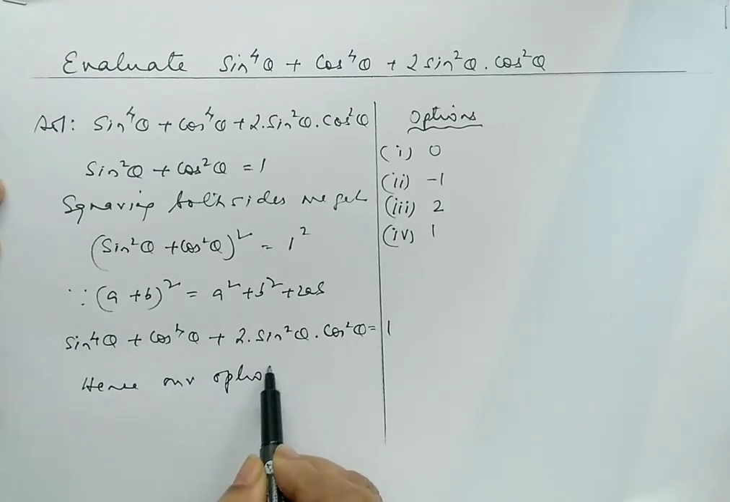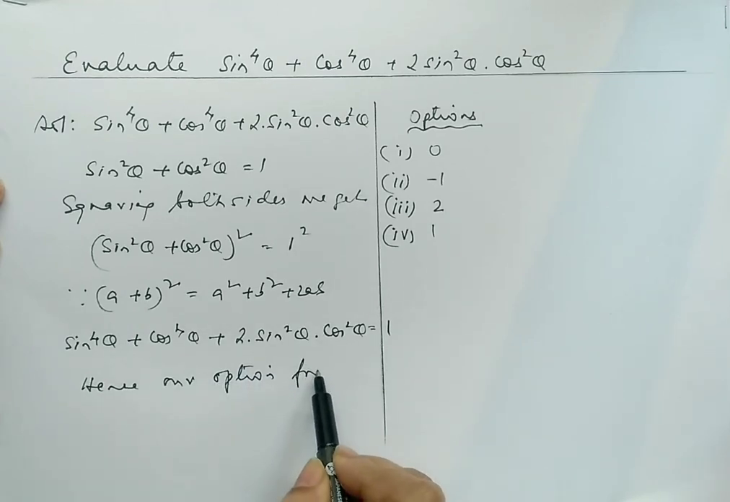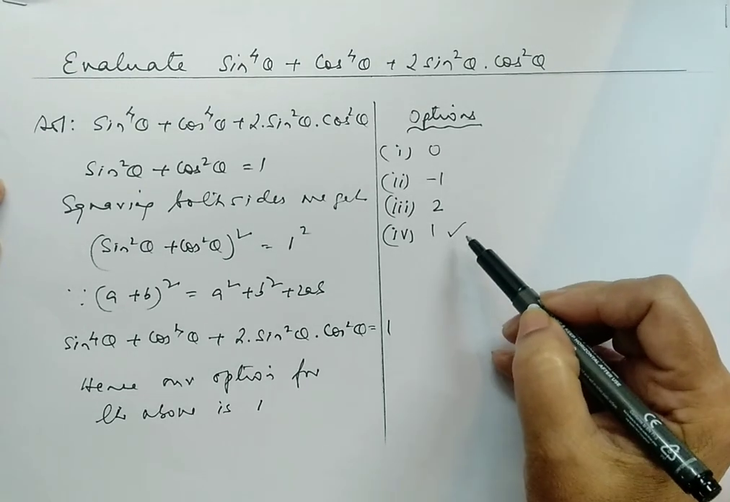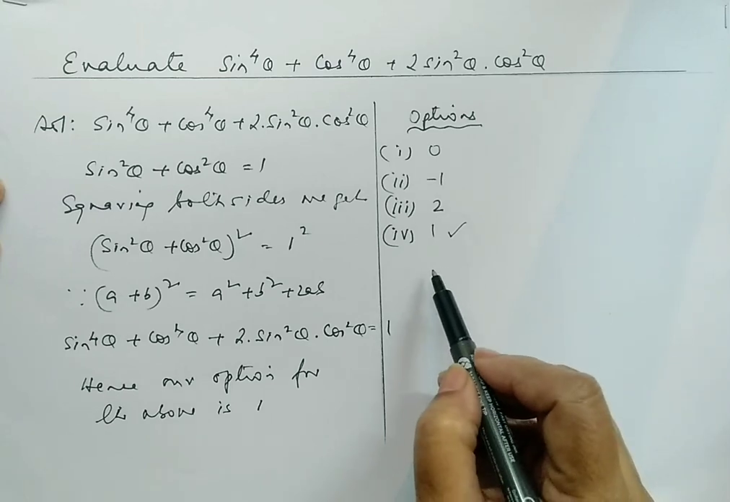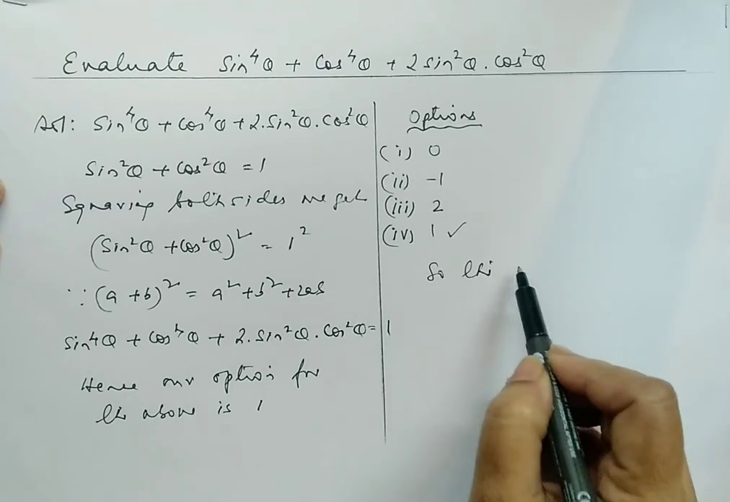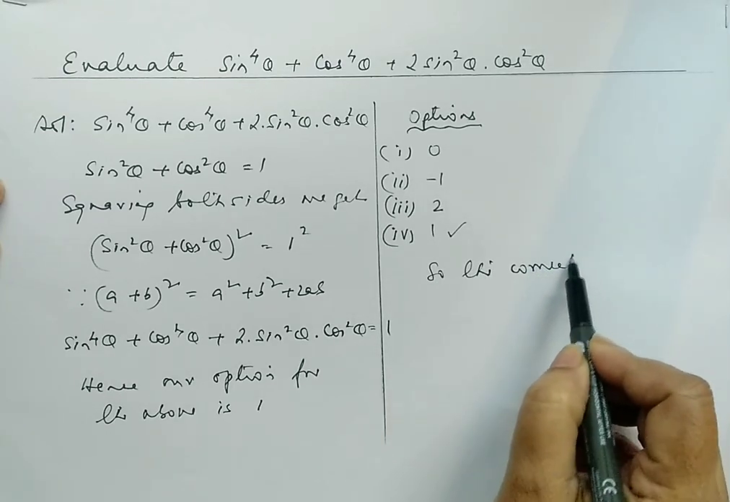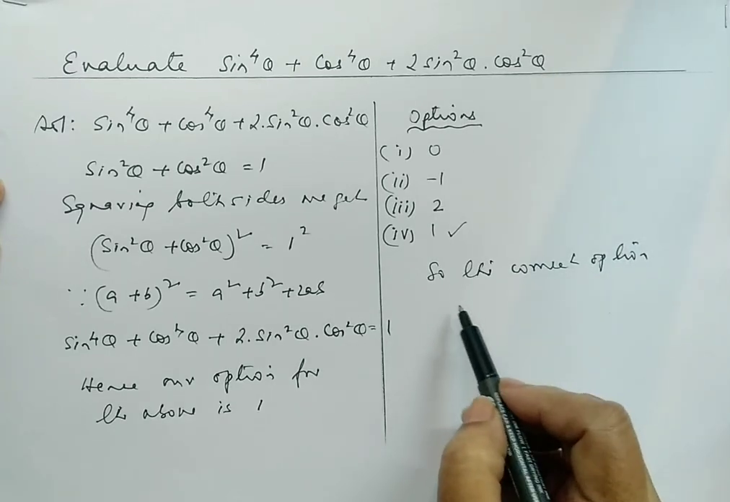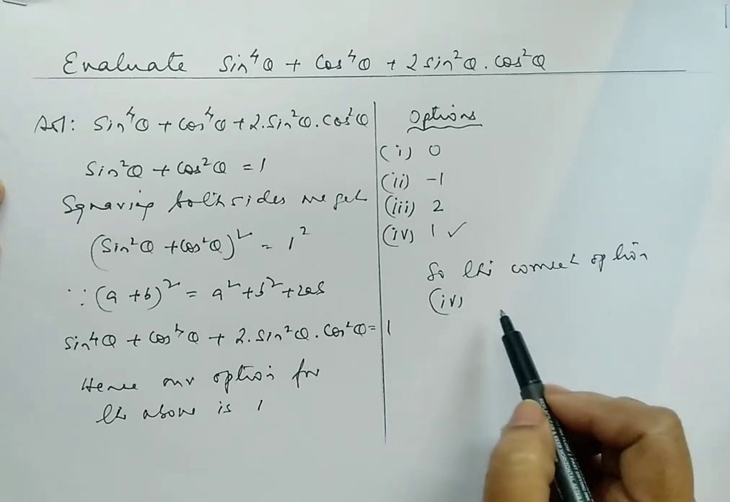option for the above, this is 1. This is the answer, which means can we not write the fourth one? So the correct option to be ticked is option 4.